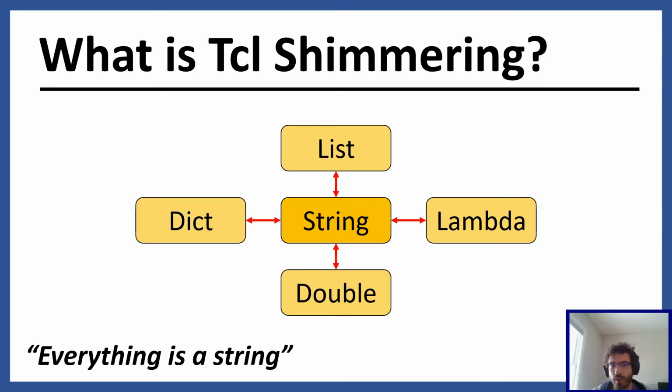So if you try to interpret something as a string and then interpret it as a list and back and forth, it's going to constantly have to switch gears between these two different data types. So you have a lot of performance problems when you do that.